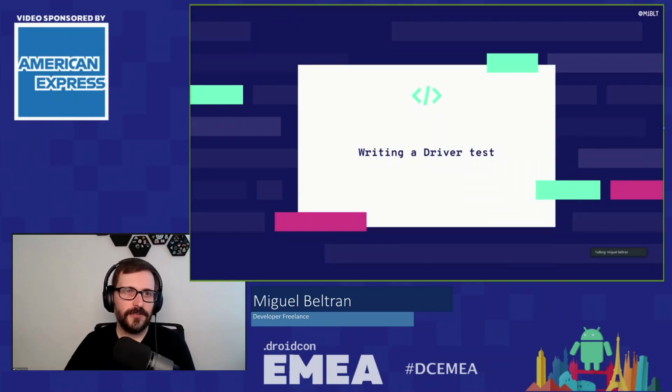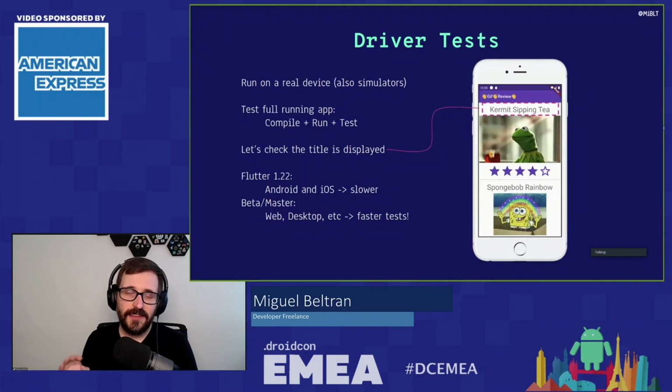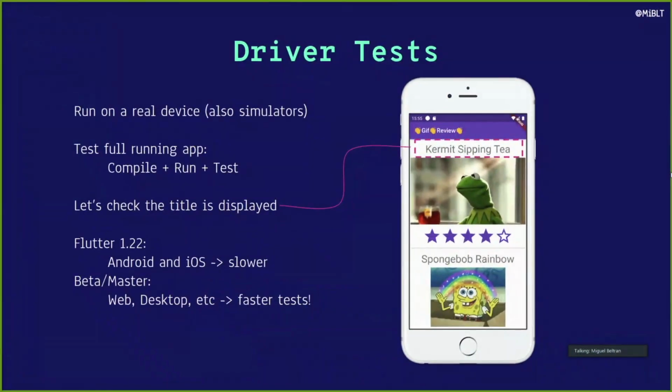Let's move into driver tests. Driver tests work in a completely different way than widget tests. In this case, we are running the test on a real device, and we will have some external code that is controlling this device, kind of like a real user touching and using the app. We're going to test our full app.